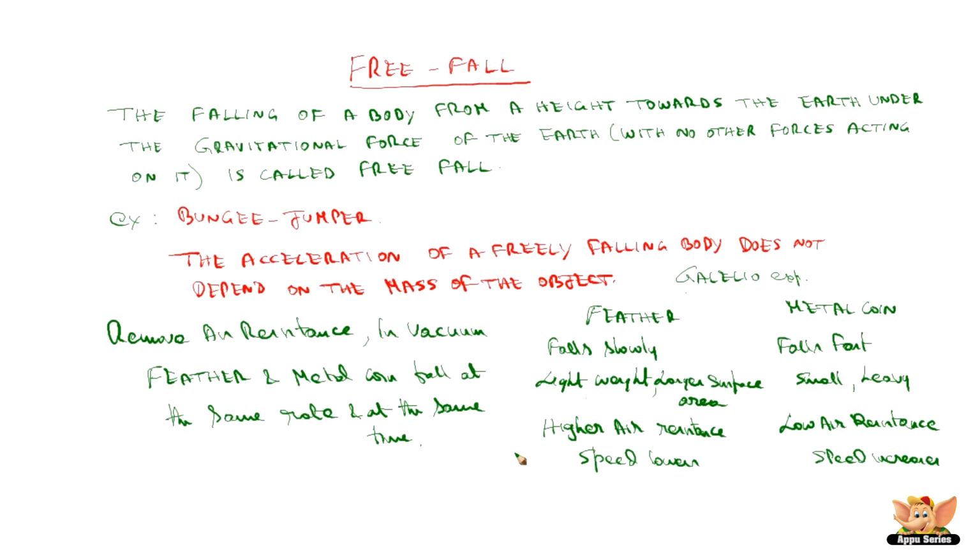Now the conclusion that we see from this experiment is that the acceleration produced in freely falling bodies is the same for all bodies, and it does not depend on the mass of the falling body, provided there are no other forces acting on them. Now we'll see the definition of this acceleration produced on freely falling bodies due to the gravitational force.